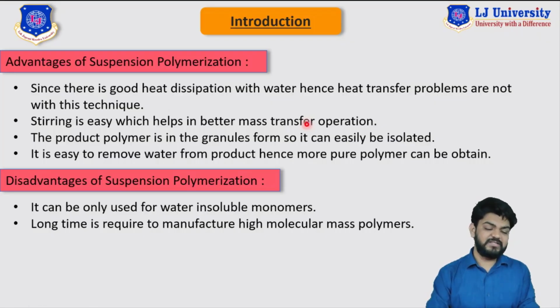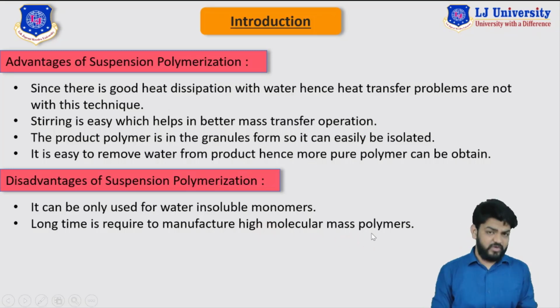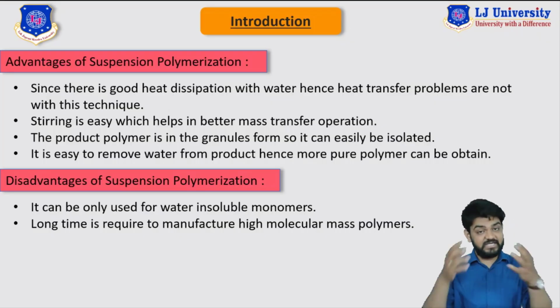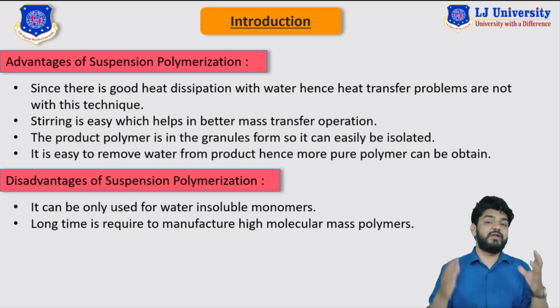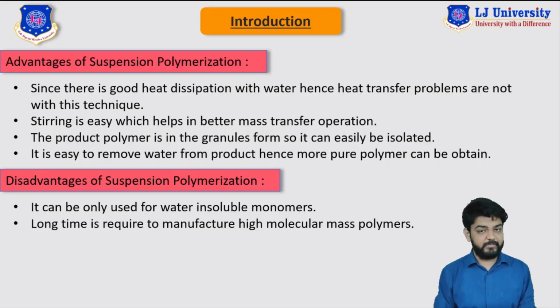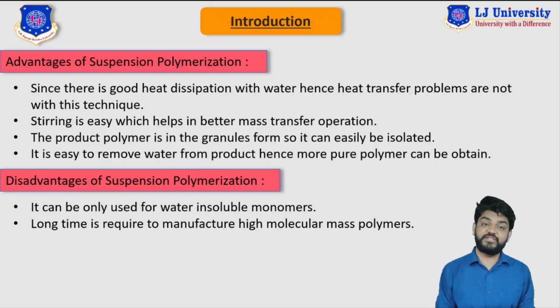Then a long time is required to manufacture high molecular mass polymer. So if you want to produce a higher molecular weight polymer, it will require a large amount of time, right? Because this reaction is taking place inside the suspension, the reaction rate is very low and we are going to require more time for the production of high molecular weight polymers. So this is all about the suspension polymerization reaction.